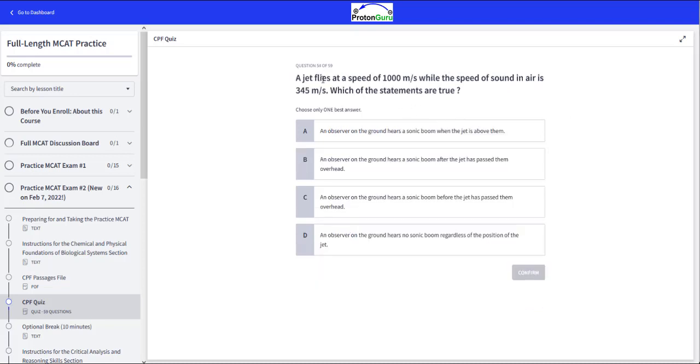Question 54. A jet flies at a speed of 1,000 meters per second, while the speed of sound in air is 345 meters per second. Which statements are true? Well, you've exceeded the speed of sound. And these answer choices have to do with hearing the sonic boom. You'll only hear the sonic boom, of course, if the jet exceeds the speed of sound. The sonic wave is always heard after the jet goes by because of the cone that trails behind the jet, which needs to reach the ground, occurring after it's passed the observer. So the answer choice, the observer on the ground hears the sonic boom after the jet passes them, would be the correct answer in this case.